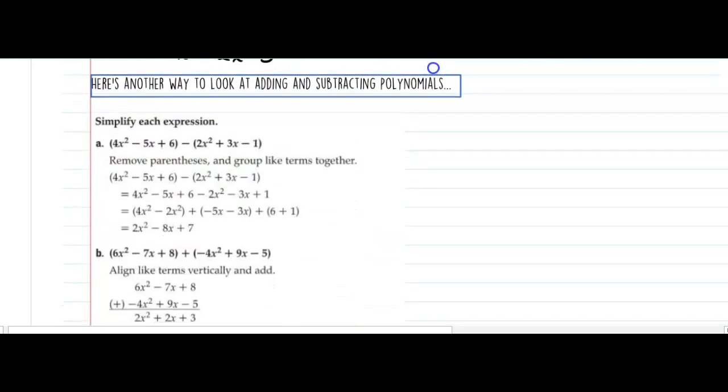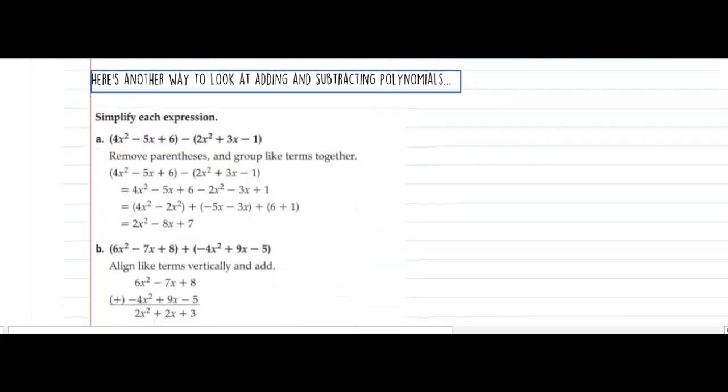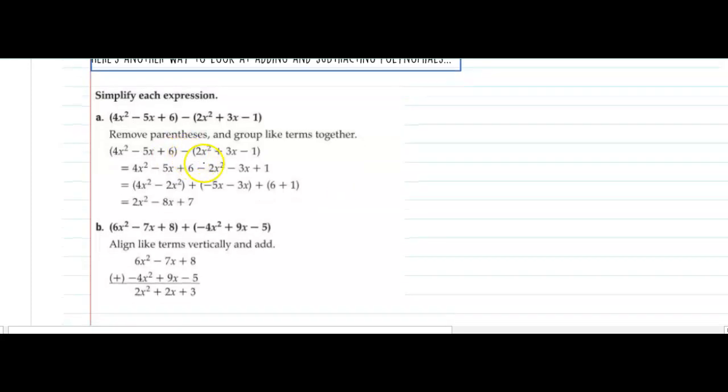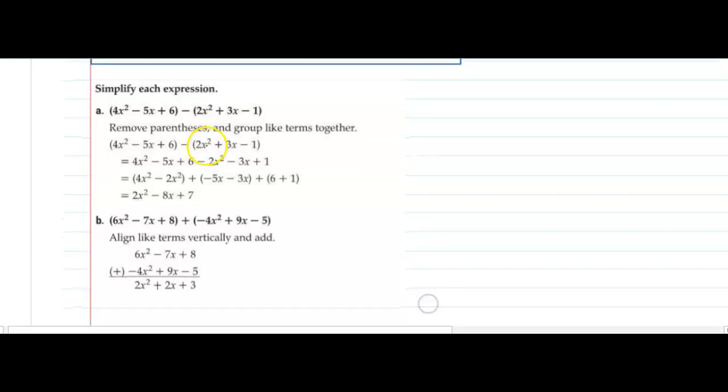Here's another way to look at adding and subtracting polynomials. Notice we have the negative that is changing the sign. We went from positive 2x to negative 2x, positive 3x to negative 3x. Negative 1 becomes positive 1. Then they group the like terms in a parenthesis. They group the x terms in a parenthesis, and they group the constant terms in a parenthesis. That's one way to think about it.